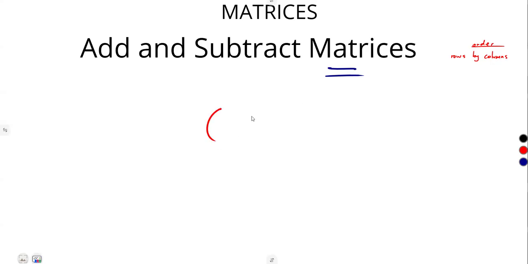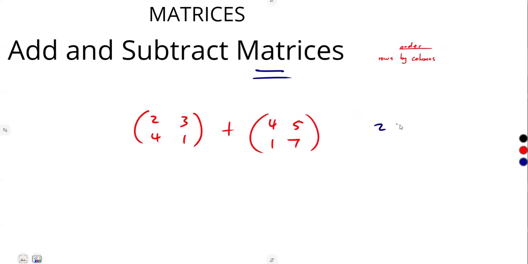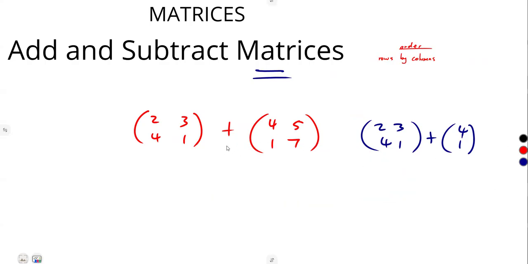Given a certain matrix, let's say we have 2, 3, 4, 1, which is a 2 by 2 matrix. Remember the order from the previous class that we had. And you're being asked to add a certain matrix, which is 4, 5, 1, 7. All right. And another condition is given here, 2, 3, 4, 1 is being added to the matrix 4, 1 like this. We want to see these two conditions for our addition and subtraction. It can be a subtraction.